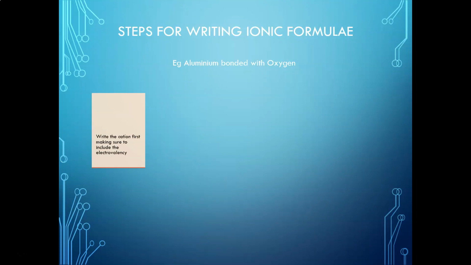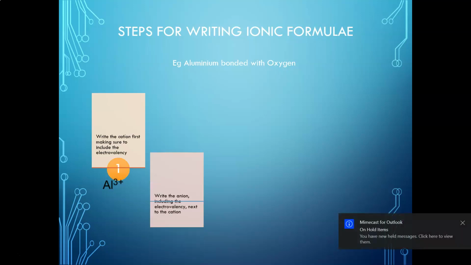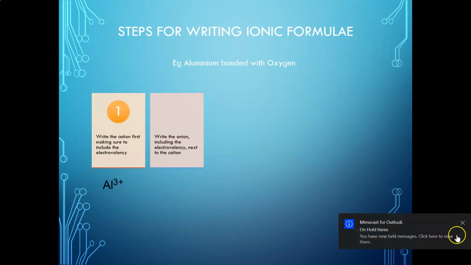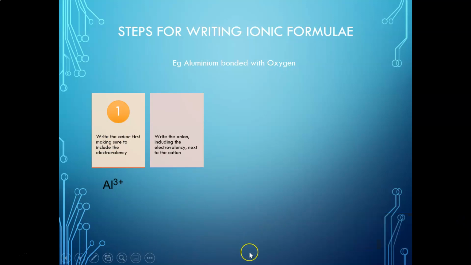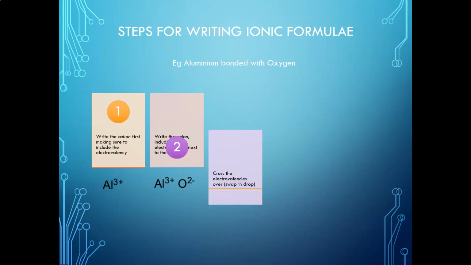All right, we're going to have a look in a minute at aluminium being bonded with oxygen. The first thing we need to do is write the cation first to make sure we include the electrovalency. So aluminium needs to lose 3 electrons. Okay, so it's Al3+. Next up, we need to write the anion, including the electrovalency, next to the cation. So the anion has now come up. We're bonding it with oxygen. We know that oxygen is -2. So we've got our aluminium and our oxygen.